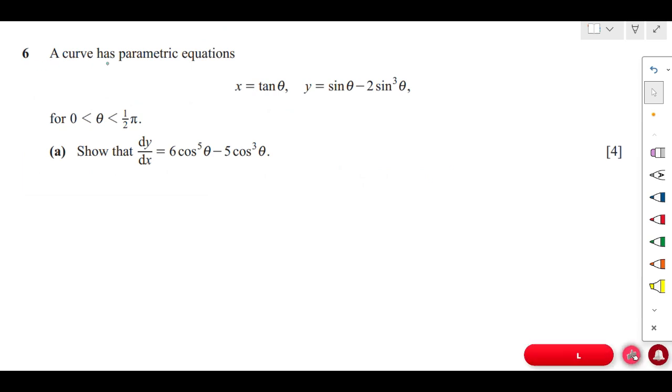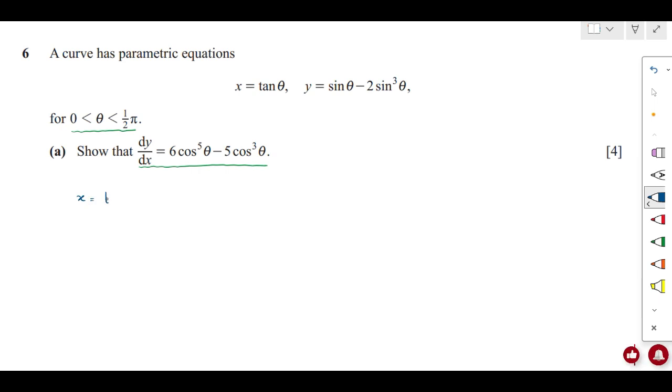Question number 6. A curve has parametric equations x is tangent theta and y is sine theta minus 2 sine cube theta, for theta from 0 to pi by 2, meaning the first quadrant. Part A, show that dy over dx should be equal to this. So we need to apply dy by dx, right? So x is in terms of theta, y is in terms of theta. We can apply the chain rule over here. So first differentiate x with respect to theta.